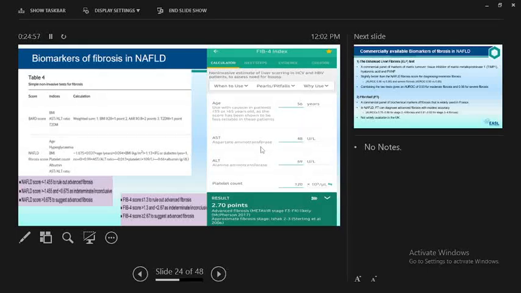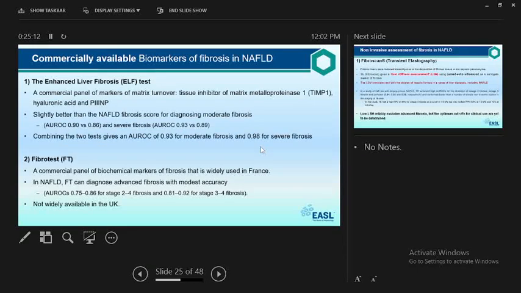Other scores are a bit complicated, but not that much. If you consider the NAFLD fibrosis score, you need the age, hyperglycemia, BMI, platelet count, albumin, and AST/ALT ratio. So a bit complicated, but still can be done.